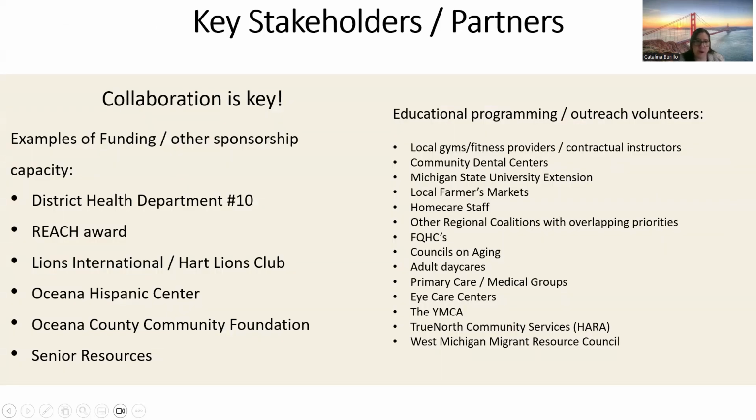This just talks about our key partners and key stakeholders. These are individuals who are partnering with us not only to collaborate at the coalition level, but to do health screening. We have the health department, hospital systems, and physician partners. We have the FQHCs. We utilize our cooperative extension, oftentimes for education purposes, and fitness centers for physical activity, et cetera, et cetera. Next slide, please.